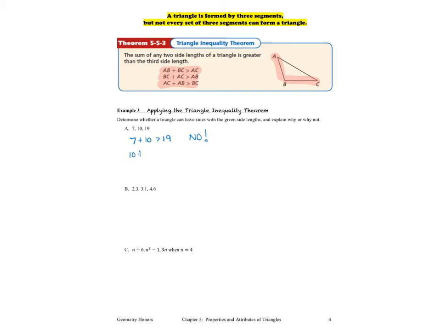And you can check your others. 10 plus 19 has to be greater than 7. That one worked. And 7 plus 19 has to be greater than 10. That one worked. But one of them did not, so this cannot be a triangle.